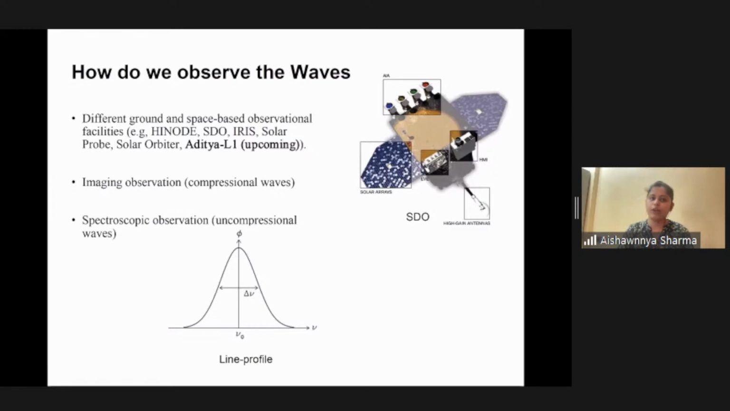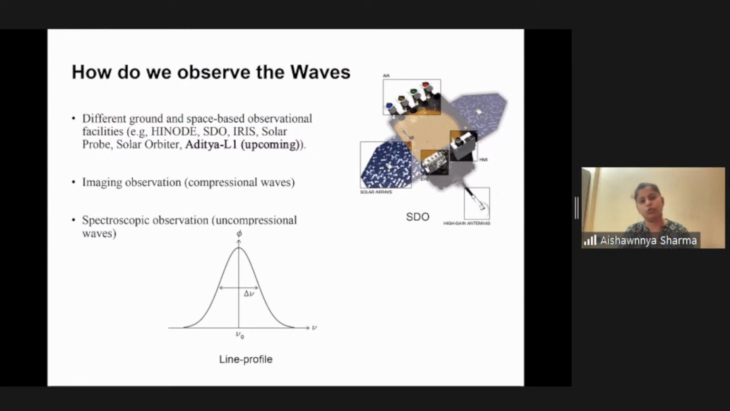Some waves, which we call compressional waves, cause those intensity perturbations, meaning they show variation in intensity. But there are some waves which, even when they propagate, don't show any intensity variations. Those waves are very difficult to detect by imaging observations.